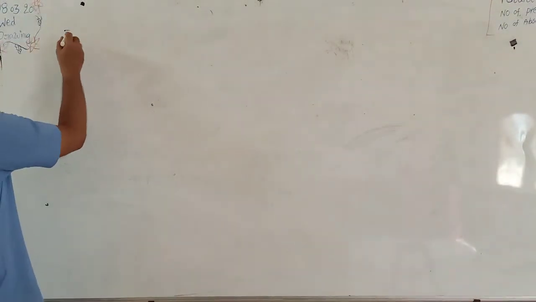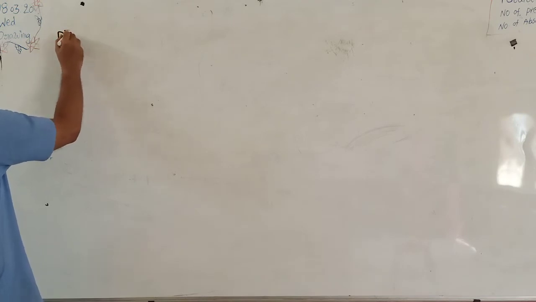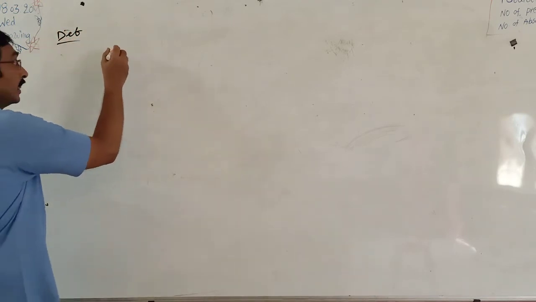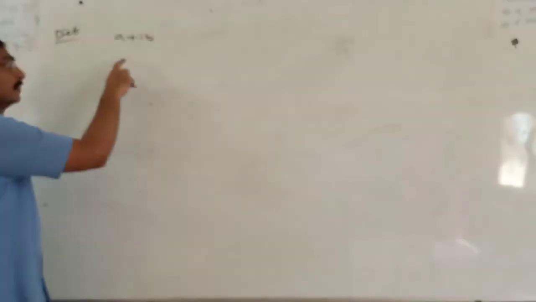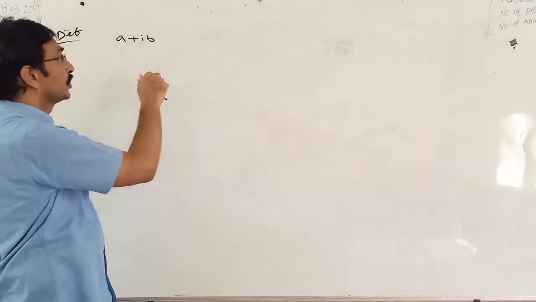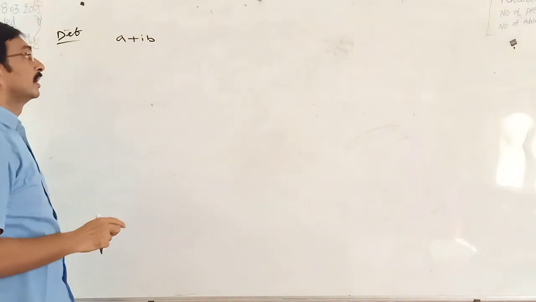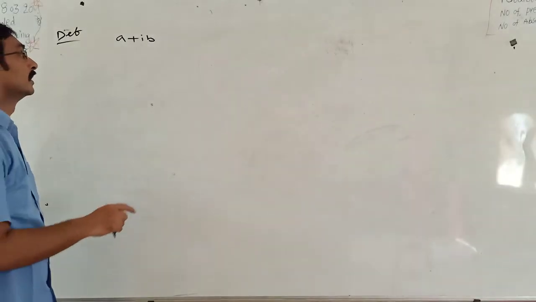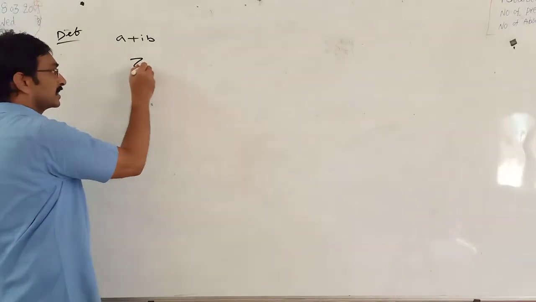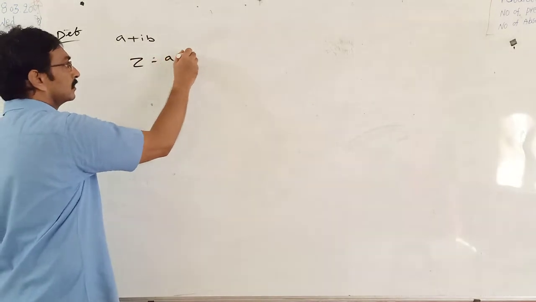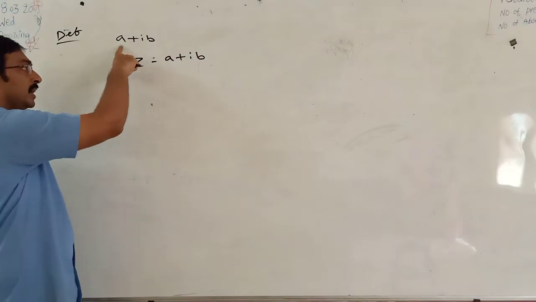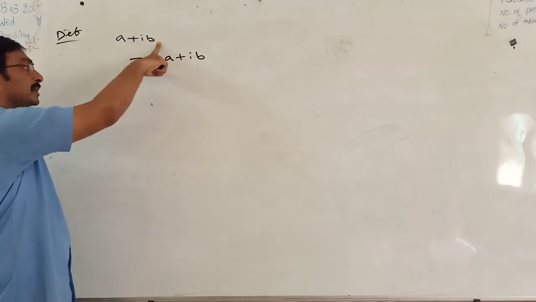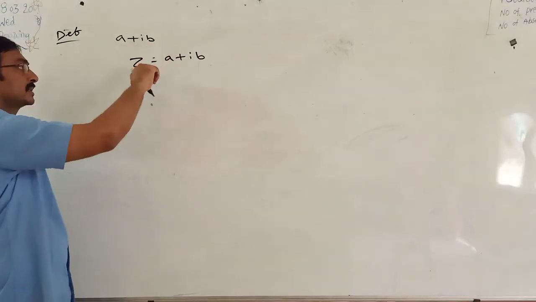Next, the definition of a complex number. See, a number of the form a plus ib, where a, b are two real numbers, is called a complex number. A complex number is denoted by z. a and b are real numbers, positive or negative, rational or irrational, etc.